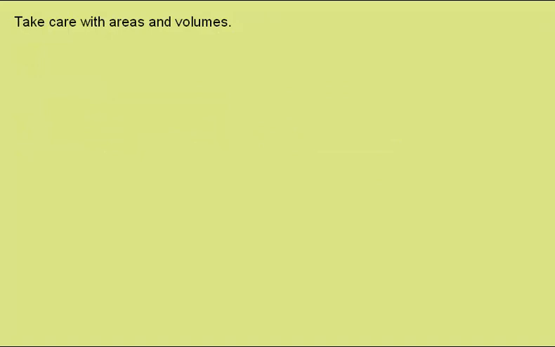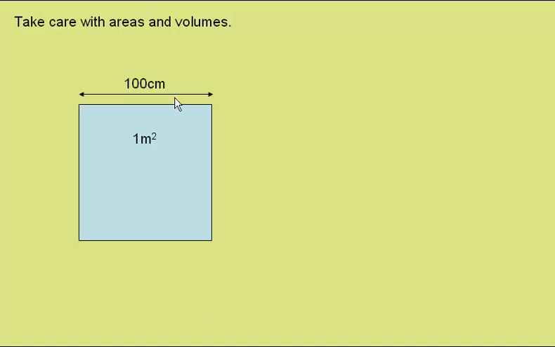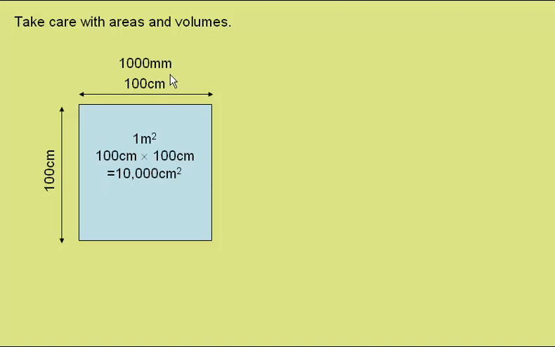Take great care when calculating areas and volumes. Here we have 1 square metre. Now a metre is 100 centimetres, and very often students will think that a square metre is 100 square centimetres. But a square metre is 100 centimetres by 100 centimetres. So the area will be 100 times 100, which is 10,000 square centimetres. In millimetres, it would be 1,000 millimetres by 1,000 millimetres, so the area in square millimetres is 1 million square millimetres.